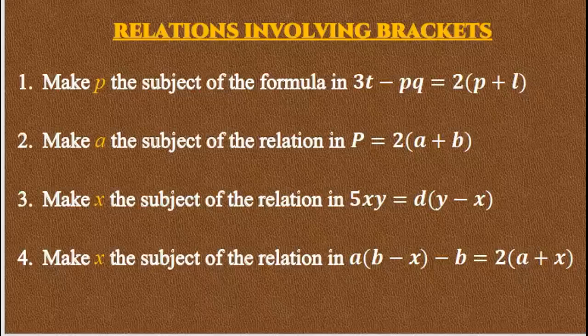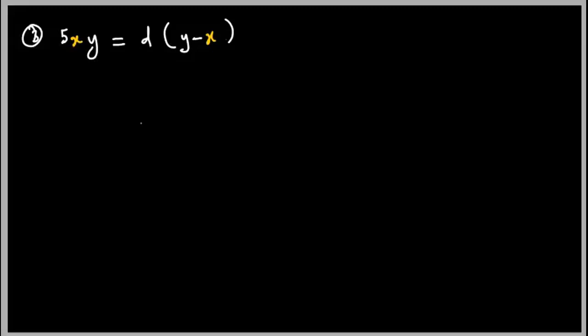Now we have the next question. Make x the subject of the formula or of the relation: 5xy minus d open brackets y minus x. As you can see, the x is on both sides, so no need to rearrange. Just expand the bracket. Since the x I'm looking for is also in a bracket term, you need to expand the bracket.